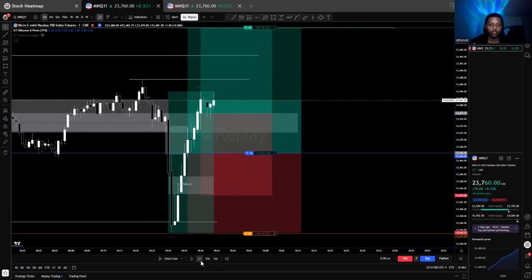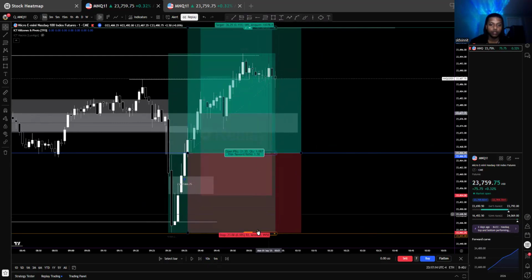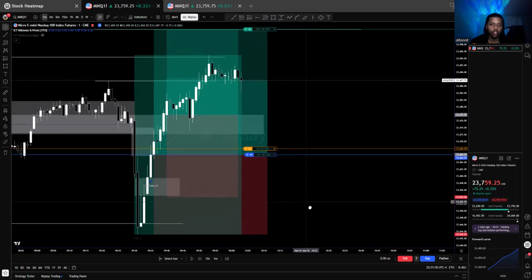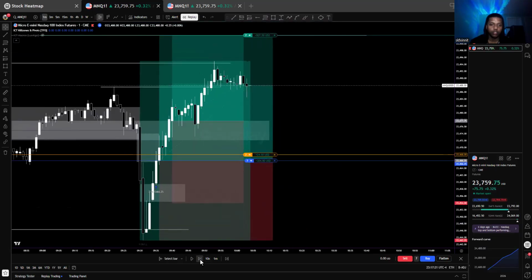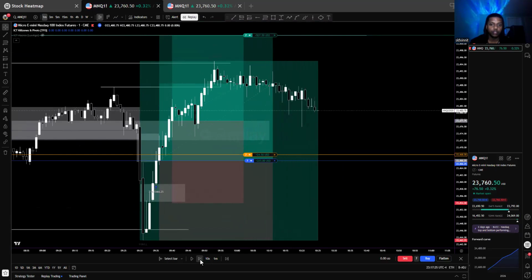So yeah, let's get it. It's still up, still up, still up. Once price comes here, I'm keeping my stop loss at break even. And let's see how it goes. Move your stop loss based off your structure.